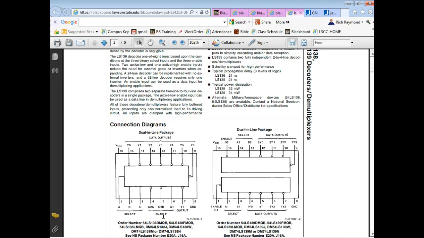Okay. So to enable this guy, what do you think we got to have? G2A has got to be what? See the bubble? Got to be low. G2B has got to be low. G1 has to be high. If any of those pins are not in the correct order, then all the outputs will go high. It will not decode. So to make this thing work, we have to bring these to the right state.